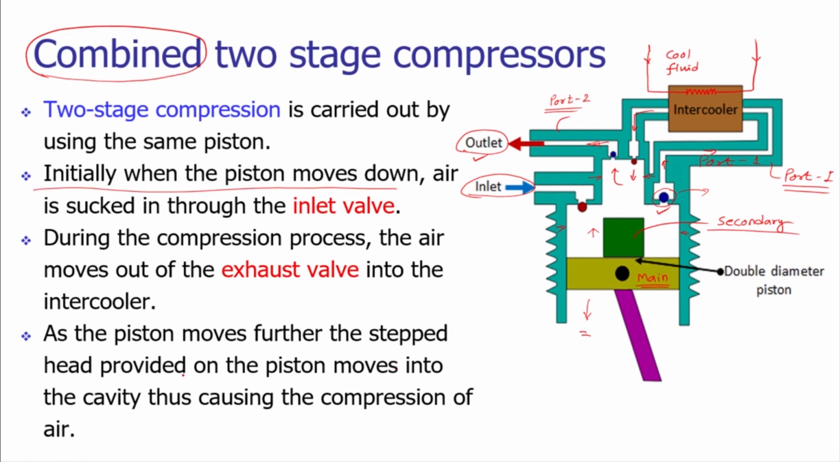Initially when the piston moves down, the air is sucked in through the inlet valve, and during the compression process the air moves out of the exhaust valve into the intercooler. As the piston moves further, the stepped head provided on the piston moves into the cavity, thus causing compression of the air.